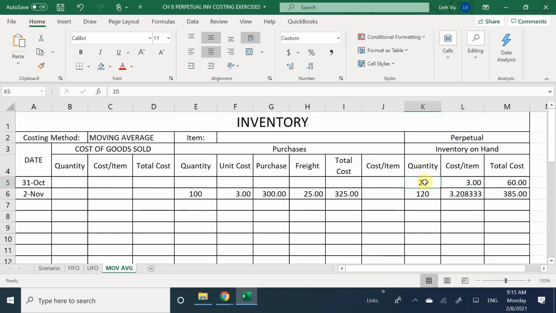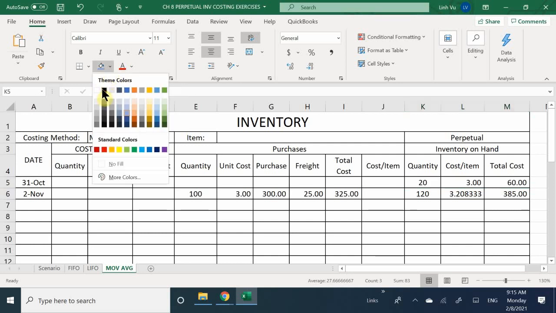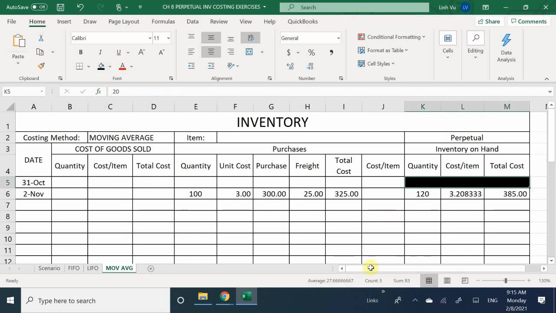Of course, I'm also going to take this information and black it out, because remember from our lesson, we no longer have it anymore. But it's still good to keep it in your inventory on hand so you know where your average is moving. So there you go. I just blacked it out here, but I know that I should have 120 units on hand, and it's going to cost me 3.2088, and so on and so forth.